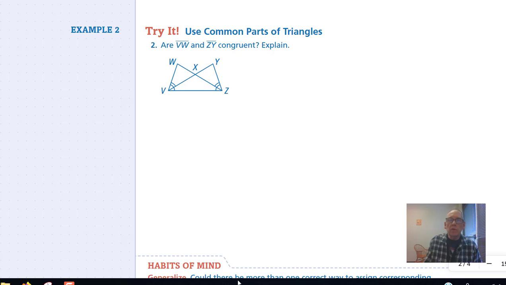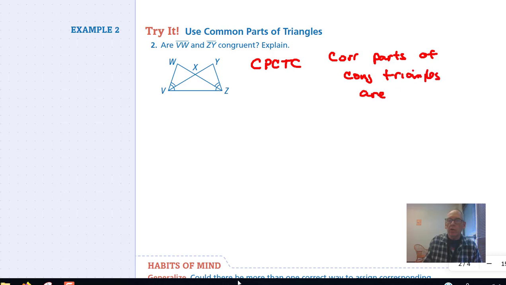Are VW and ZY congruent? If these are corresponding parts of congruent triangles, they're going to be congruent. So we have a CPCTC idea here. Corresponding parts of congruent triangles are congruent. So that's what we're playing off on here. We need to show that these two triangles are congruent, and then we'll be able to tell if those are the corresponding parts. So I want to explode this again.